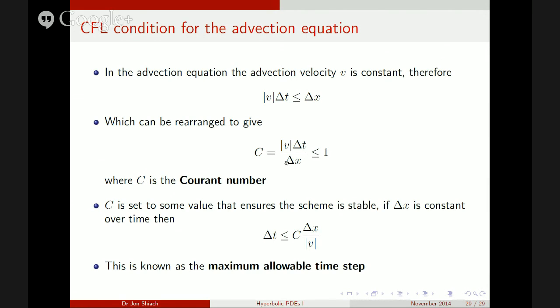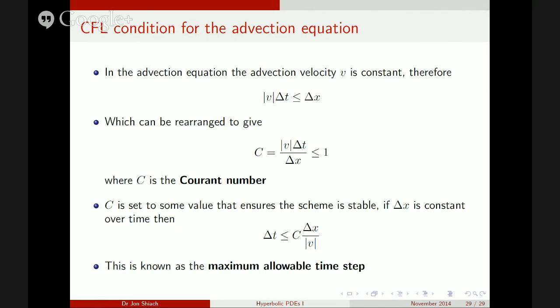We call this number the Courant number. We often use c, or the Greek character nu is often another symbol used there. So c is our Courant number. That c will be different for every numerical scheme.